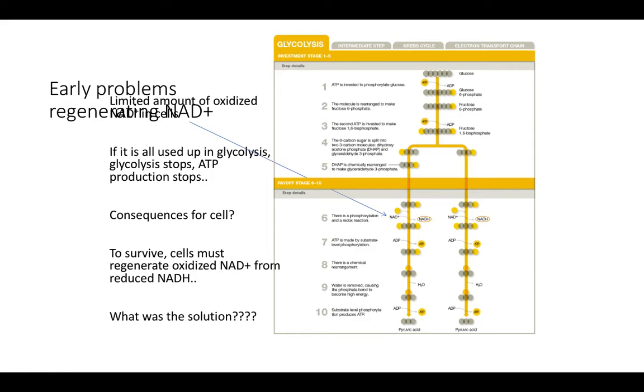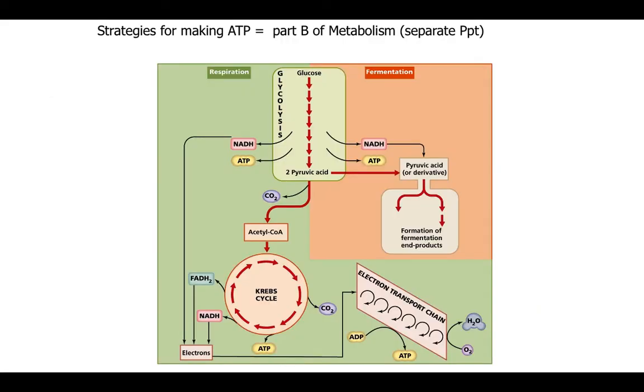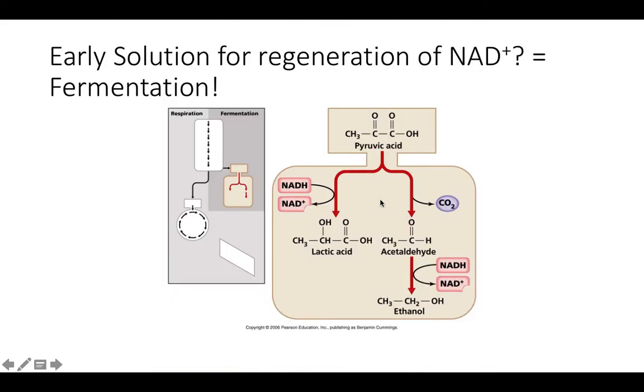And you guys might remember the strategy the cells used was fermentation, right? And it looks like I skipped a lot here. Okay, so let me see if I've got the fermentation slide coming up here, right? So this is where we are right now, fermentation. Okay, so here it is. So you guys, the early solution to regenerating the oxidized NAD was fermentation.